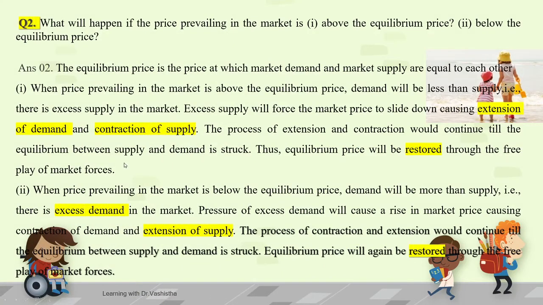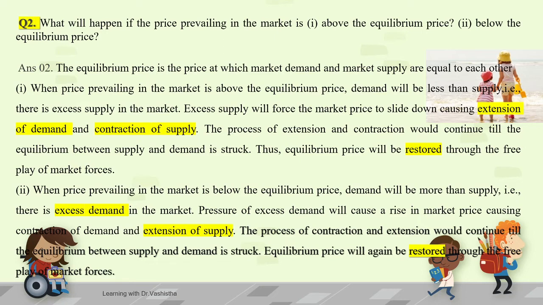Now the next question is, what will happen if the price prevailing in the market is above the equilibrium price or below the equilibrium price? Now we have understood what is equilibrium price. Now what happens when the price that is prevailing in the market goes above it or goes below it?